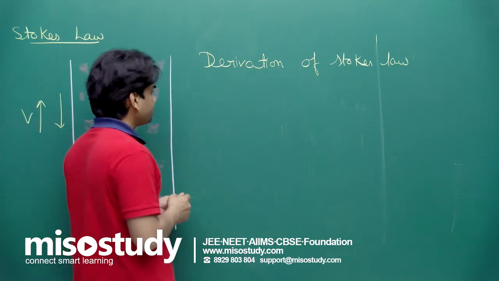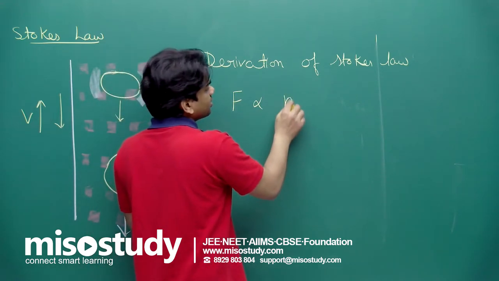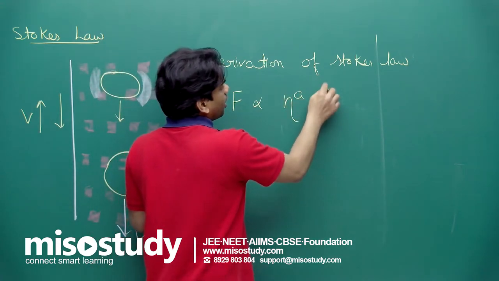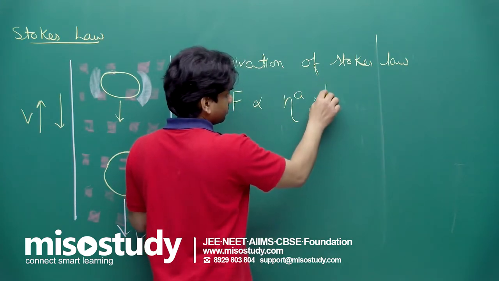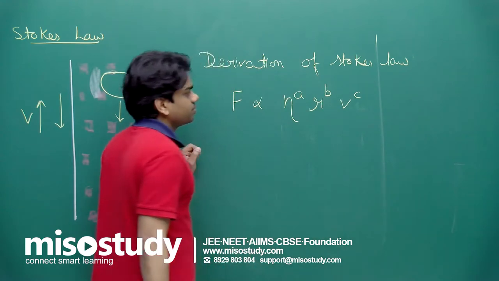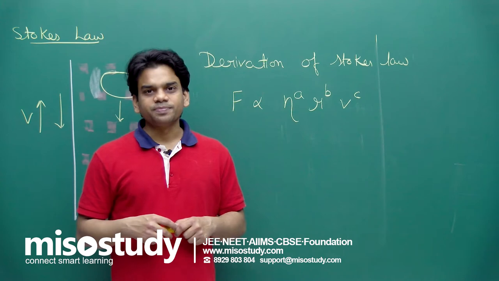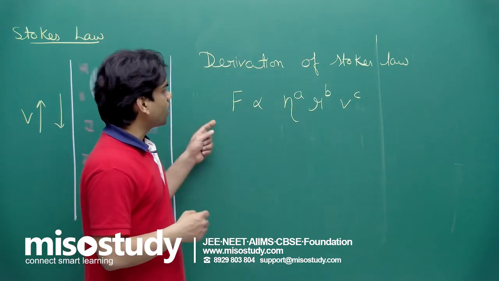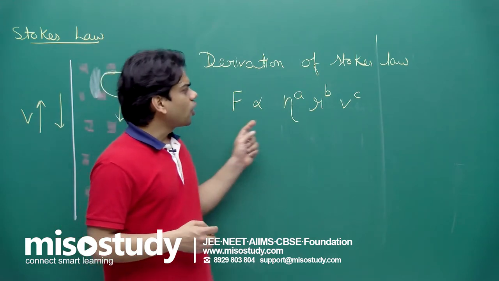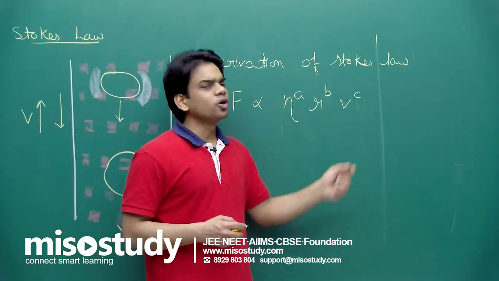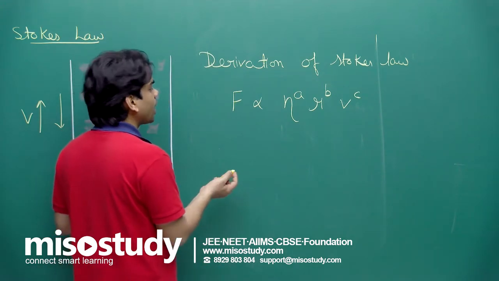So I'm writing here, the force is dependent on, let's say, eta to the power a, r to the power b, and v to the power c. On all these three factors, eta, r, v, the force is dependent. So let's try to find out how this force is dependent on all these three factors. Already we know that a should be equal to b should be equal to c, and all these three should be equal to 1. Let's try to find out using the concept of dimension.